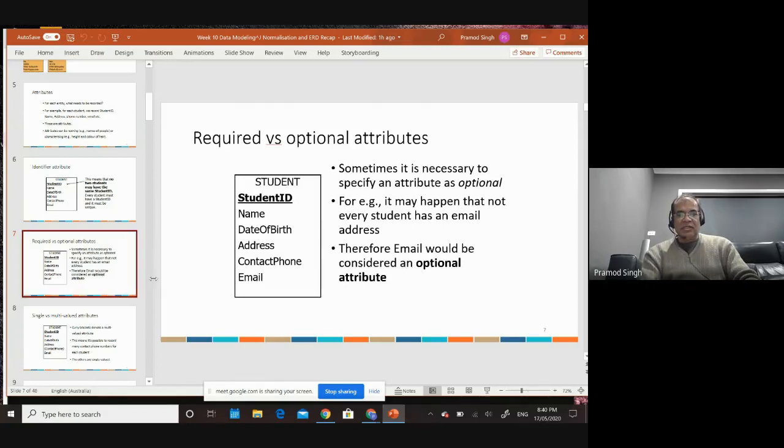In this particular list, you can say name is also essential, a required attribute. Date of birth is required, but email is not a required attribute. Some students may have one, and some may not, and that's why when you are defining your entity and attributes, you need to mention that this particular attribute is optional.